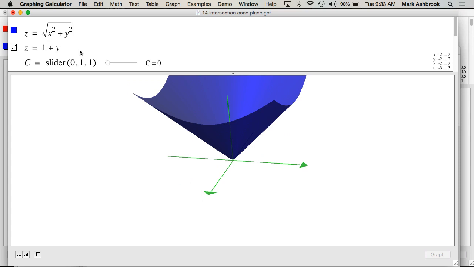No. This is not the equation of a line, right? Equation of a line is a vector. That's a space curve. So that's a vector function or parametric equations. What is z equals 1 plus y?